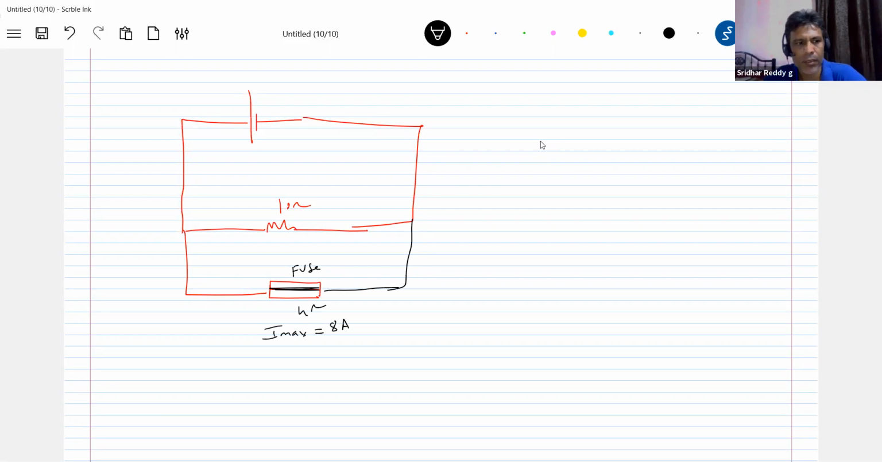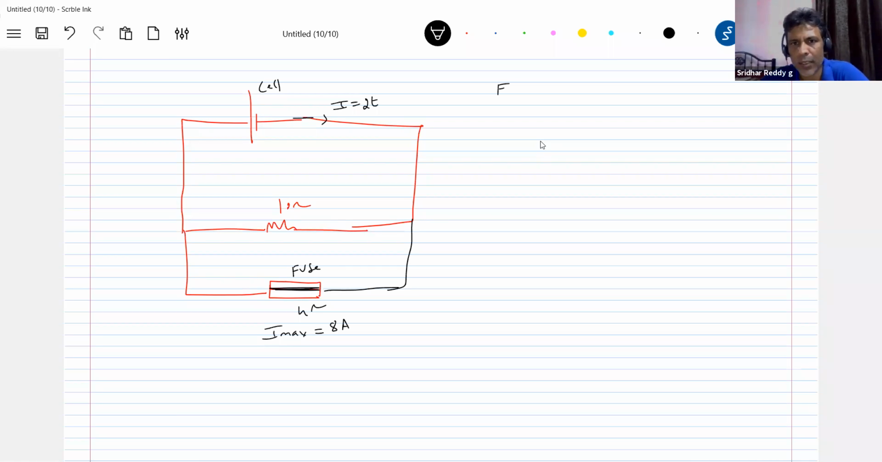Imax equal to 8 ampere. And the current flowing through the circuit is 2t. This is the cell. We don't know much information about this. The maximum possible current through the fuse is 8 ampere.